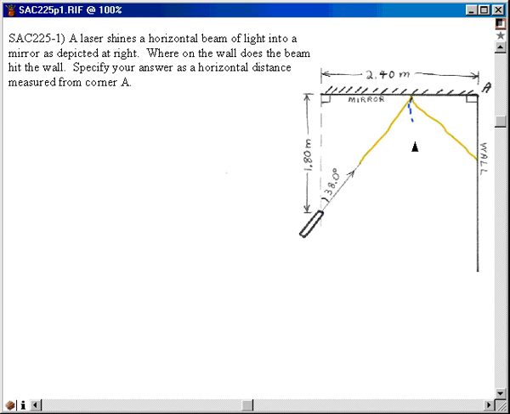We'll have the normal to the mirror. This I would call the angle of incidence, theta I, and this is the angle of reflection, theta R, and by the law of reflection, theta R is equal to theta I.